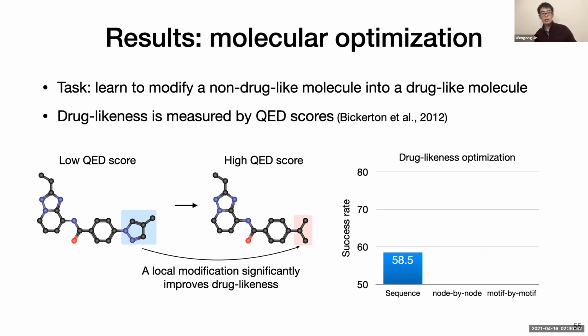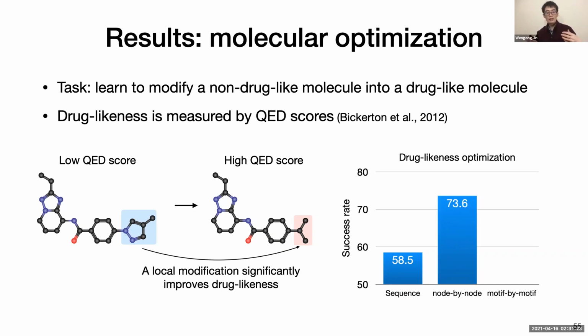So as you can see here, this sequence-based method can only do around this. Here the y-axis is the success rate: basically, how often you can turn a non-drug-like molecule into a good drug-like molecule. So this SMILES space, or sequence-based approach, does pretty badly, around 58%, because of the wrong representation.